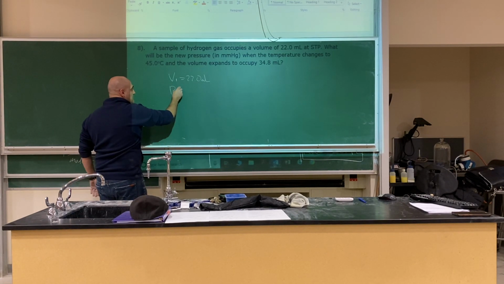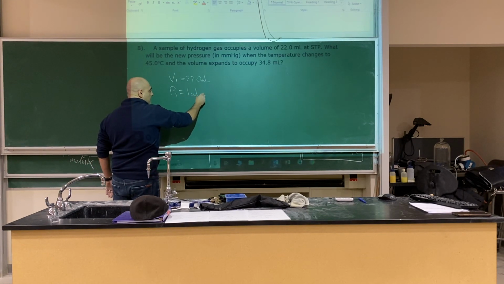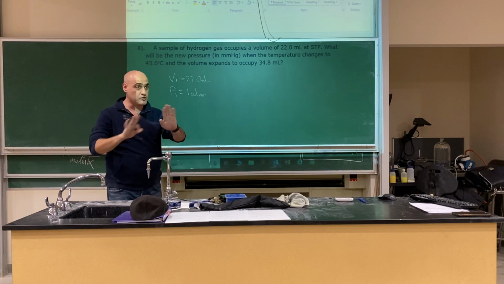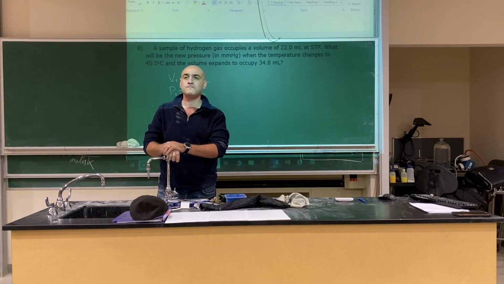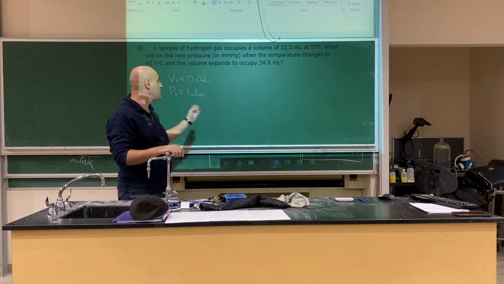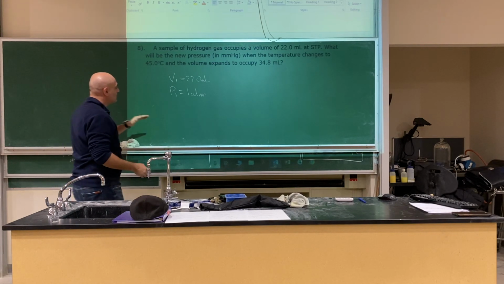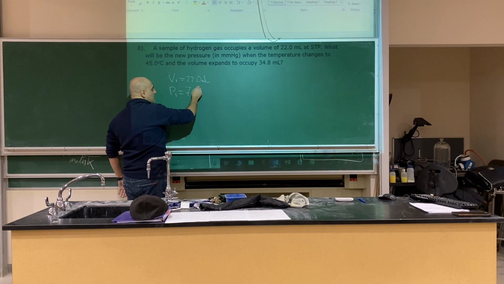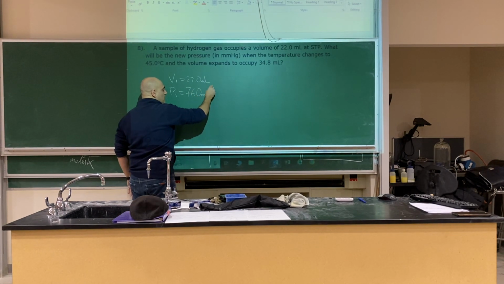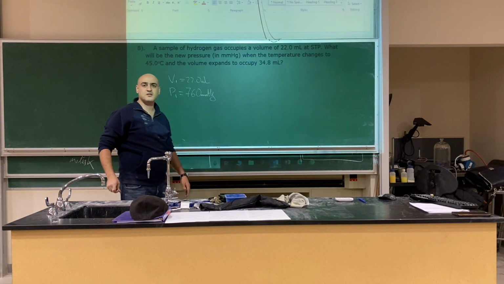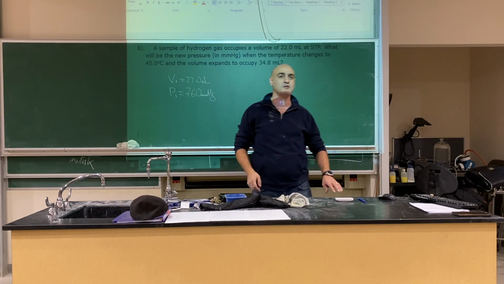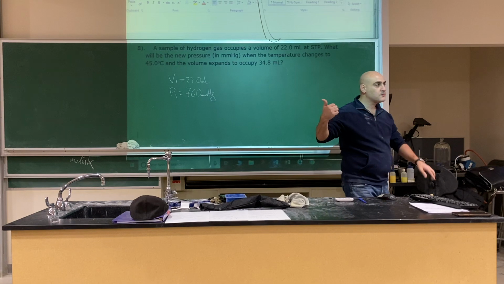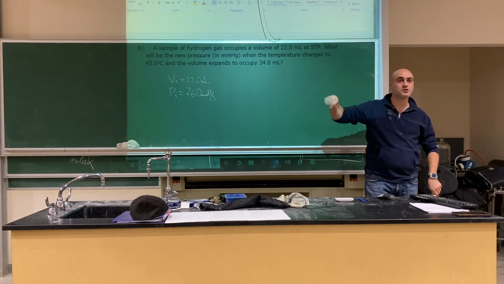My P1 is going to be 1 atmosphere. Or you know what? You could also write 760 millimeters mercury. And I'll give you all those equalities. Trust me on that. I'm going to use 760 millimeters mercury. And maybe you're wondering, how did this guy get that 760 millimeters mercury? That's the pressure I got for STP, standard temperature and pressure.